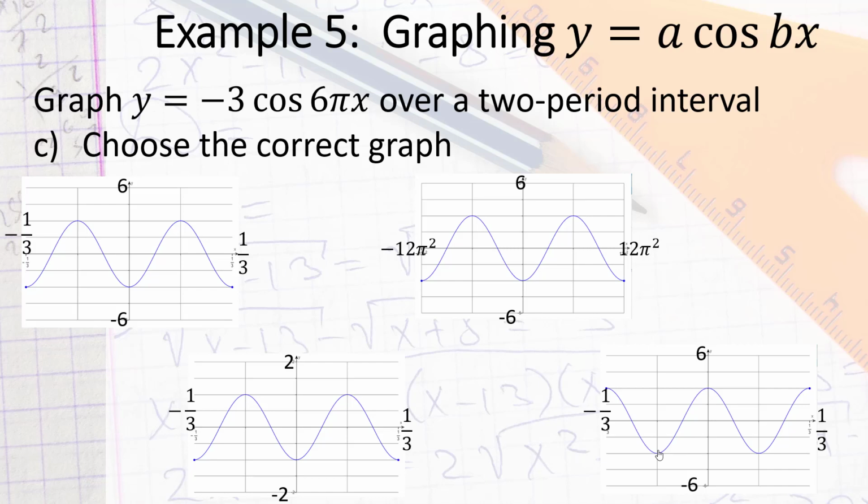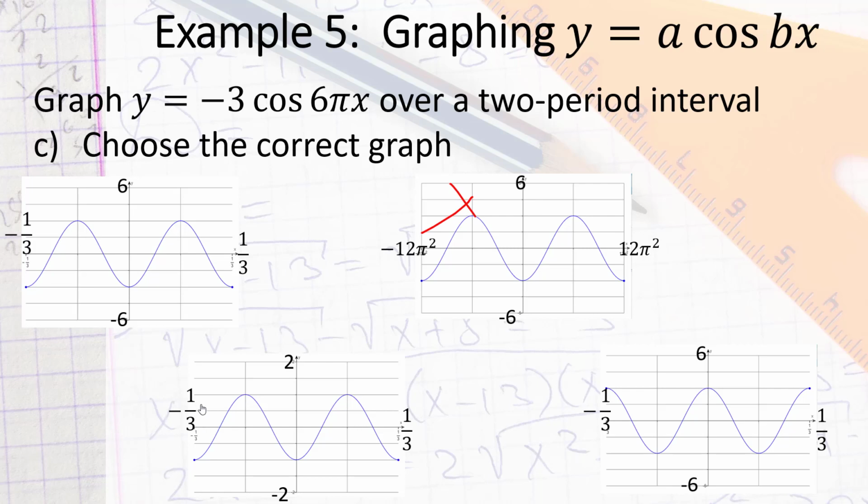Now, once again, this is going to be over a 2-period interval. Notice for this one, we have from -1/3 to 0, and then from 0 to 1/3. So that is basically 2 periods. This one goes from -12 pi squared to 0, from 0 to 12 pi squared. So this is obviously wrong, so we can go ahead and X this one out.